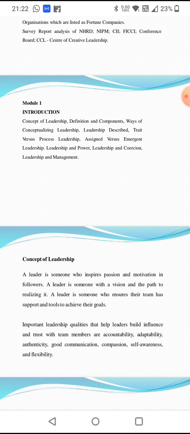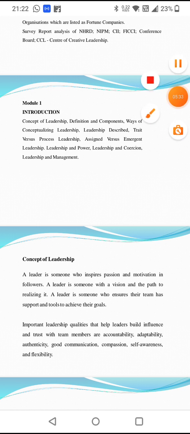So we will start with module 1, and again this is video 1 of Organizational Leadership. To start with, in this module, basically you will be learning about the concept of leadership, definition, its components, and the different types of leaderships which are there. So, concept of leadership.